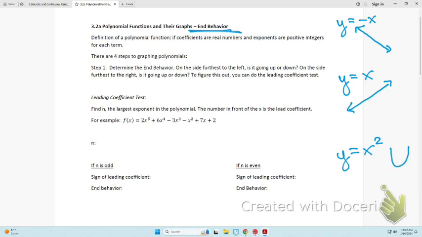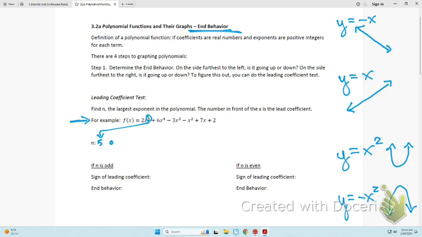It looks like this. What happens if it's y equals negative x squared? It's flipped upside down, right? All we're doing is predicting that end behavior. So for example, this one right here, n is the largest exponent, that 5.